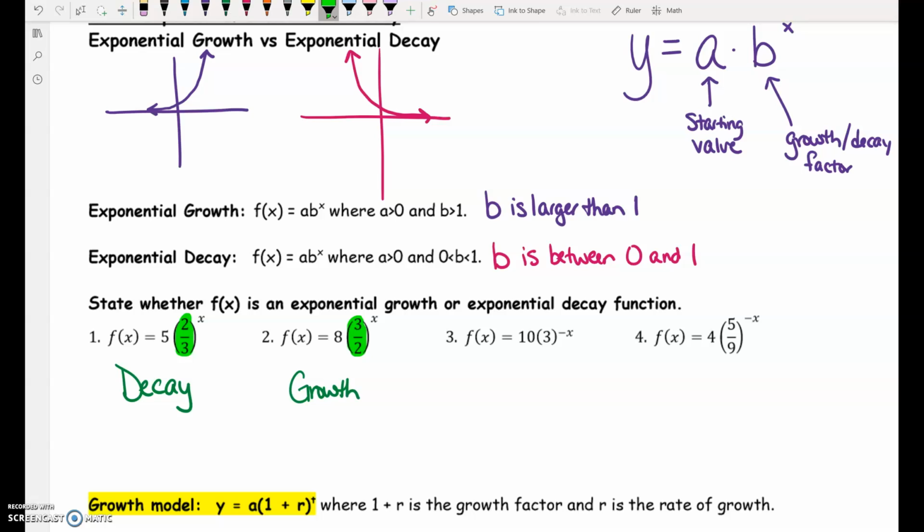Okay, number 3 and 4 are trying to trick you. Do you see what's different about number 3 and 4? There's a negative in the exponent. So you start by looking at the number in the parentheses. Number 3, this looks like it would be growth because 3 is bigger than 1, but that negative in the exponent is going to flip it and change it to decay. Number 4, the number in the parentheses makes this look like it's going to be decay, but then that negative in the exponent flips it and changes it to growth.